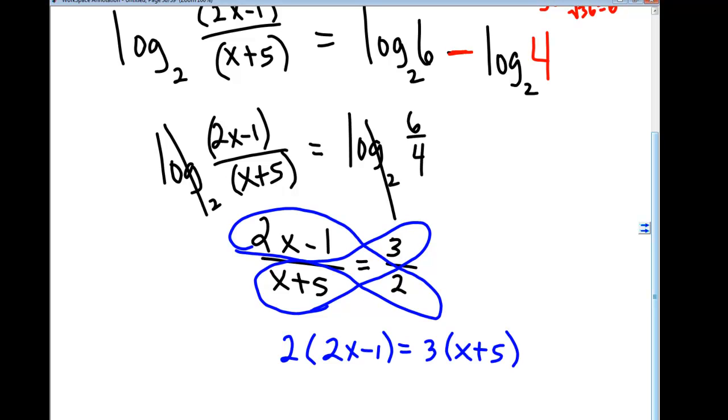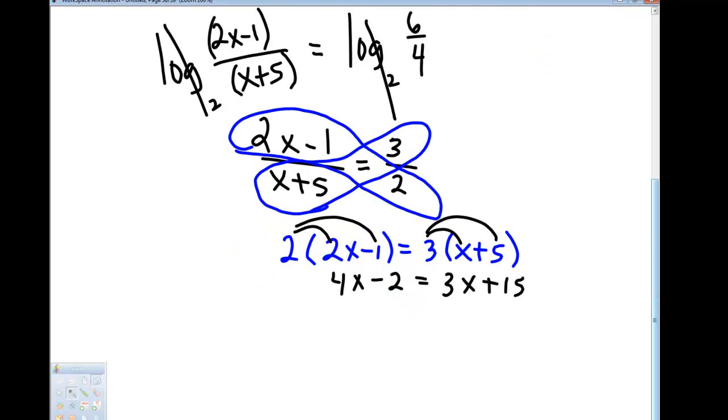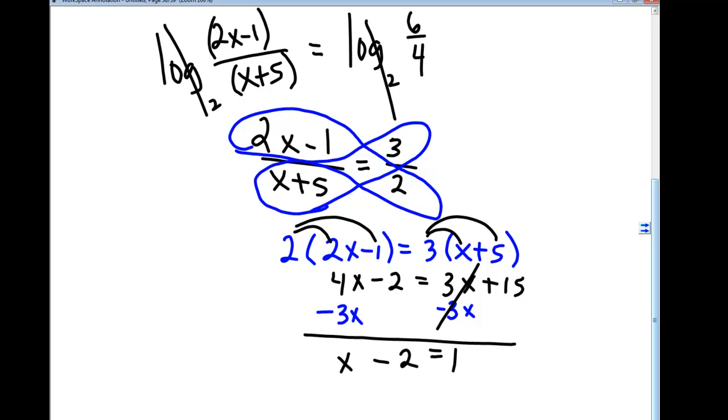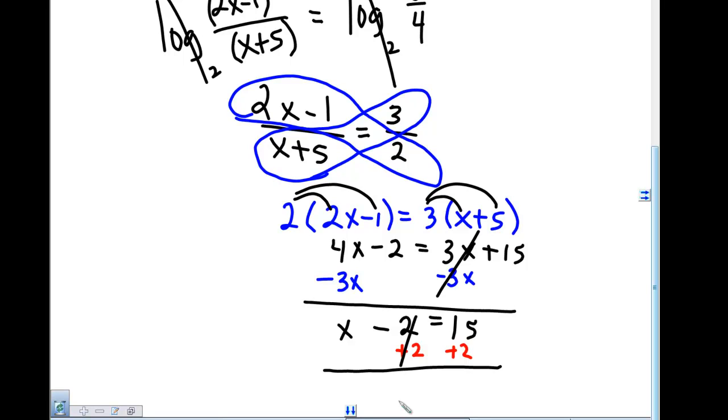Remember to distribute the 2 to each term and the 3 to each term inside the parentheses to get 4x minus 2 equals 3x plus 15. Subtract 3x from both sides, and then add 2 to both sides. And x is equal to 17.